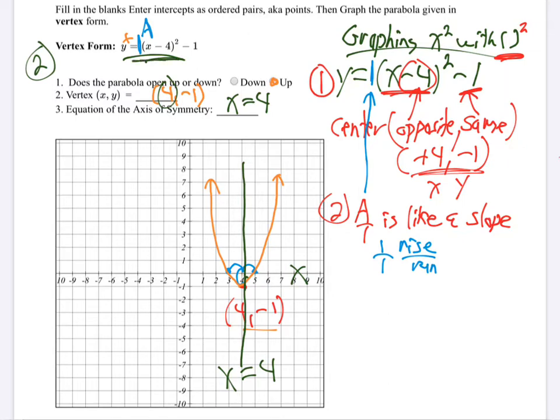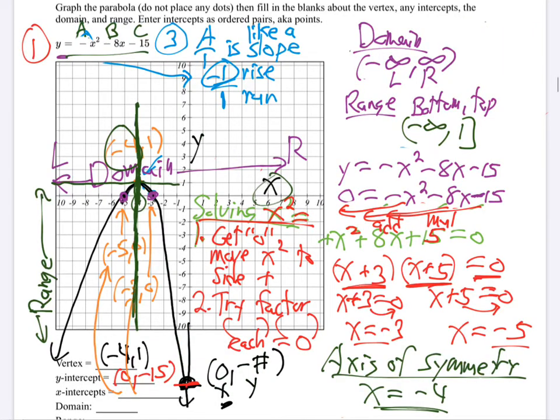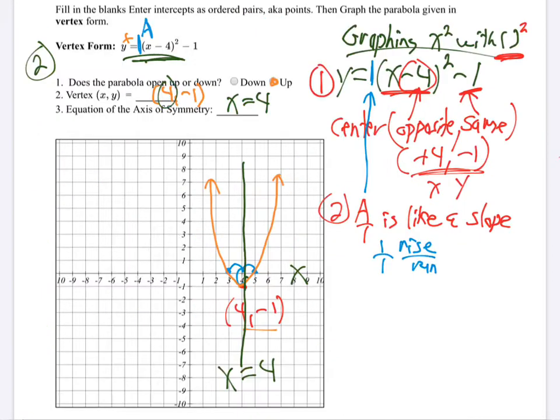So make sure for the exam you know those two different forms, the kind with the parentheses squared and the kind that has no parentheses where you got to use the formula x equals -b over 2a. That's what we had to do on this one to find the center. It was a lot harder.